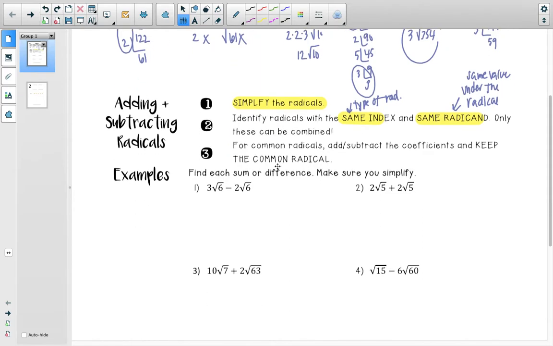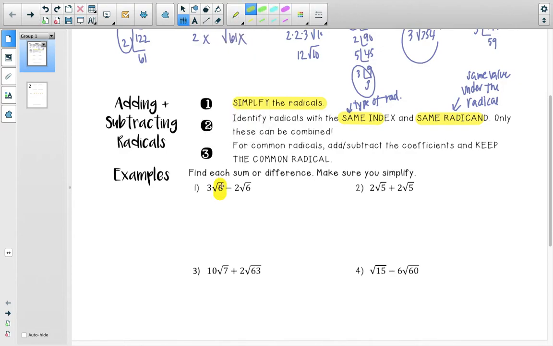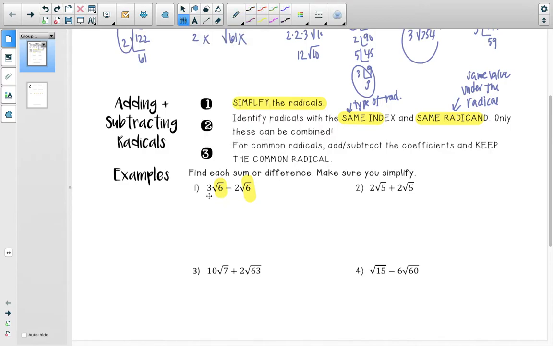Okay? So, do you notice how this has a square root of 6? They both do. So you're allowed to just put them together. So basically what you're doing is you're taking 3 minus 2, which is 1. So you have 1 square root of 6, and that's your answer. So you just add these coefficients, or subtract these coefficients.